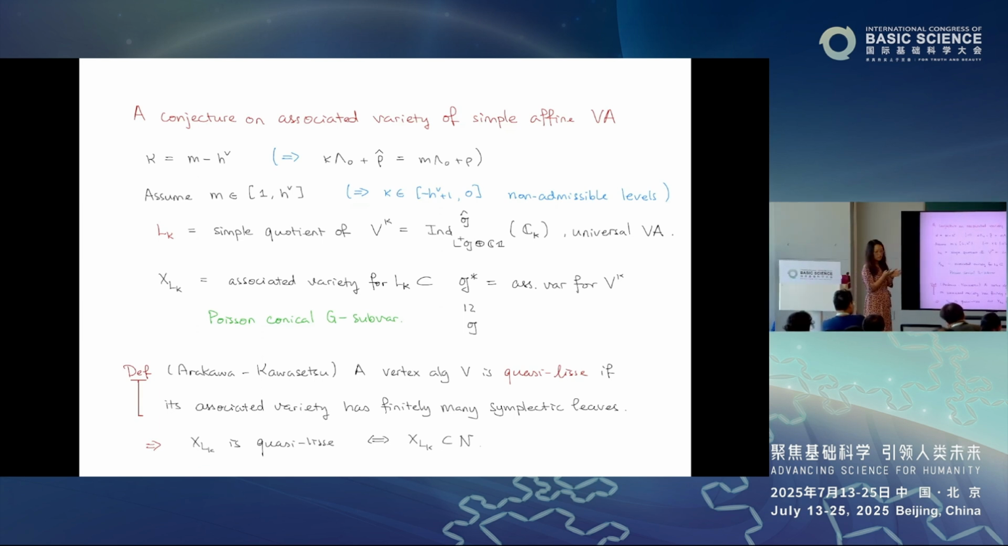So an important class of vertex algebras is the so-called quasi-lisse vertex algebras. This notion was introduced by Arakawa and Kawasetsu. The definition is that if the associated variety of a vertex algebra, which is a Poisson variety, has only finitely many symplectic leaves, then you say it's quasi-lisse. So in the case of this simple vertex algebra, you can observe that it is quasi-lisse if and only if it is contained in the nilpotent cone, because otherwise you have some continuous part in the semisimple part, so it cannot be finite.